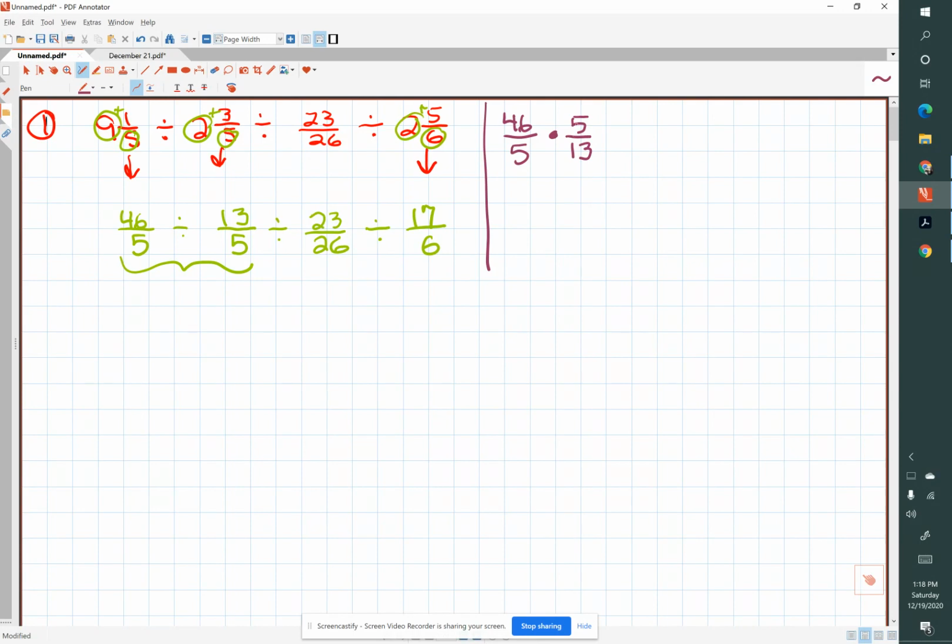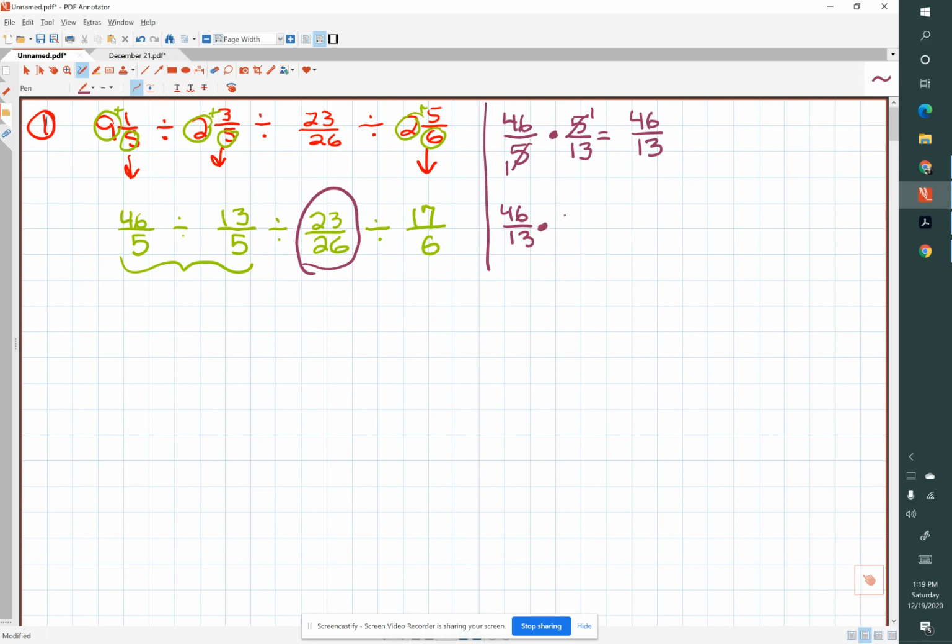So 5 and 5 can each be divided by 5 to get a value of 1, but 13 and 46 are not factors of each other. In fact, 13 is prime. So we're just going to multiply across, and we've got 46 over 13. So now we'll take the 46 over 13, and now we're going to do the second 23 over 26.